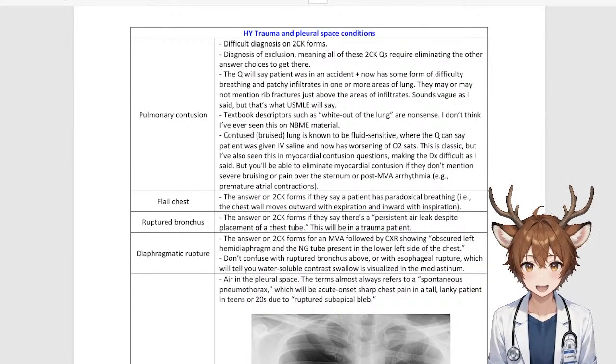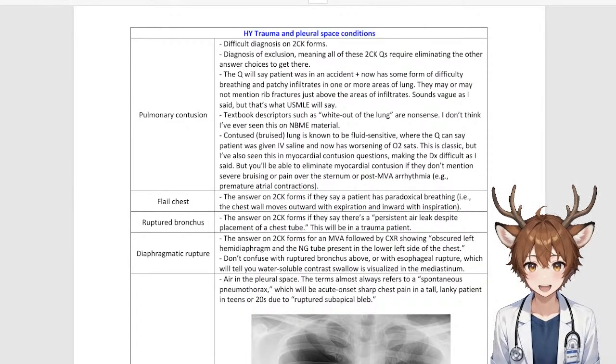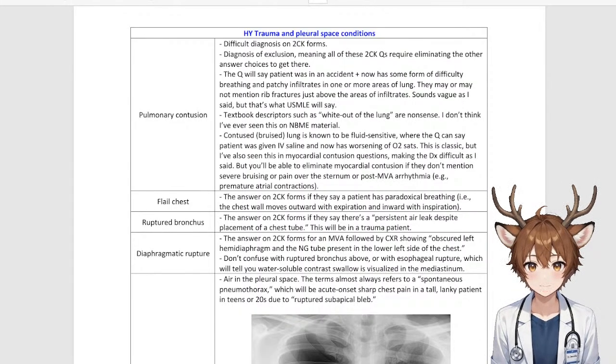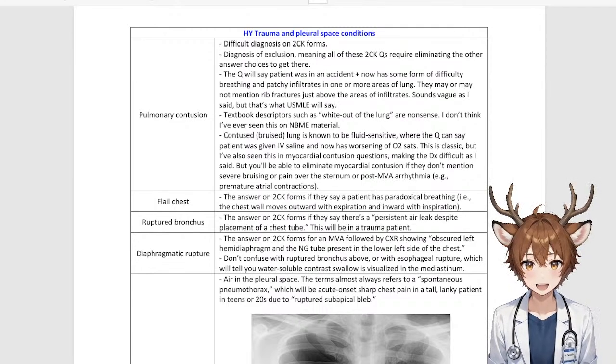It says MVA refers to a motor vehicle accident. I think we were talking about that in our last chapter, I don't know if in the first or second video, but MVA in this case means motor vehicle accident. So let's go back to flail chest.